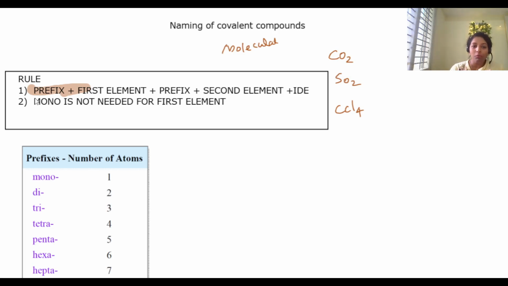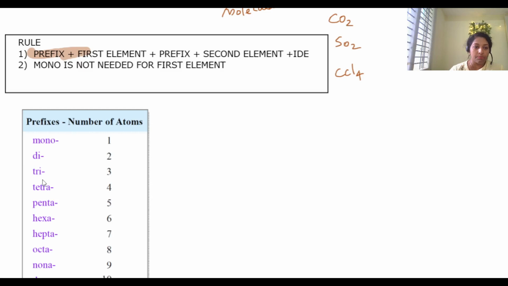So what do we mean by this prefix? It indicates the number of atoms. If one atom is there, the prefix is mono. 2 means di, 3 means tri, 4 means tetra, 5 means penta, 6 means hexa, 7 means hepta, 8 means octa, 9 means nona, and 10 means deca. These are the prefixes, and that's the only thing you need to know.